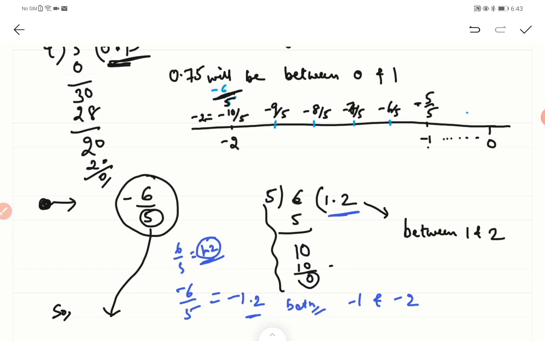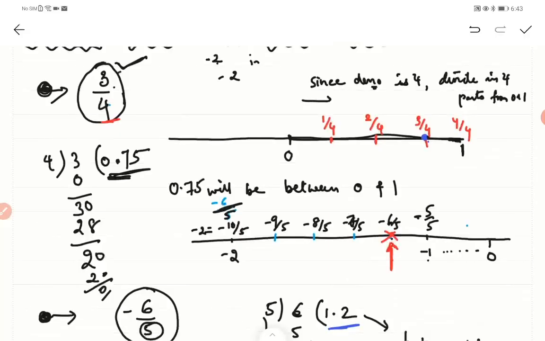So where is your 6/5 coming? It's coming over here. Okay. I will plot it with the red one. So your 6/5 on the number line will lie over here. Okay, this is how you are going to plot any rational number given on the number line.